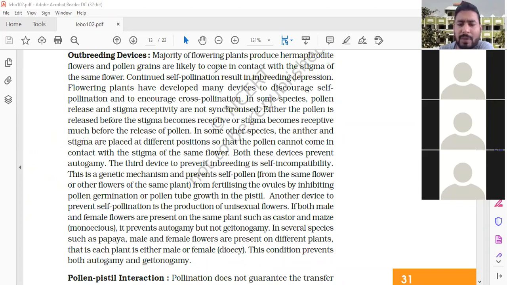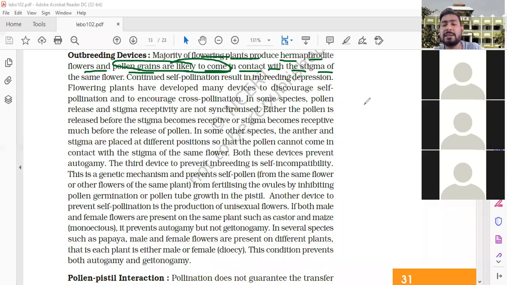Listen here. They have given: the majority of flowering plants produce hermaphrodite flowers, and pollen grains are likely to come in contact with the stigma of the same flower. Most angiospermic flowers are bisexual in nature. If flowers are hermaphrodite, the chance of self pollination is very high and the chance of cross pollination is very low. If protandry and protogyny are not happening, cross pollination does not take place every time; self pollination takes place.